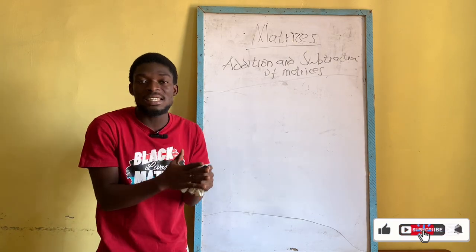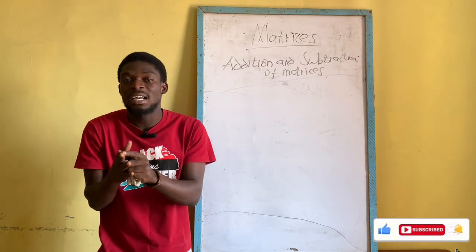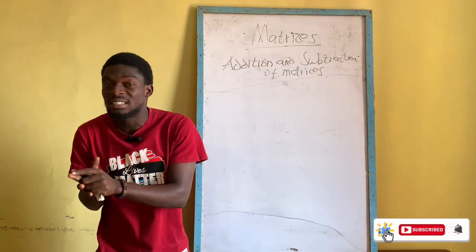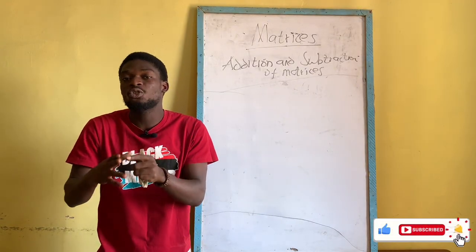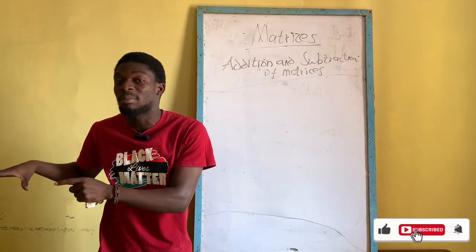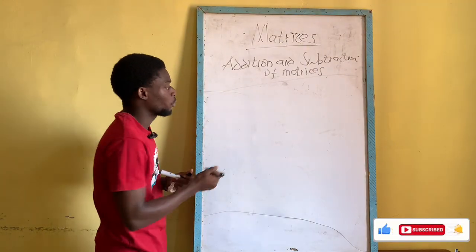That's the first matrix and the second matrix. They have to be of equal dimensions. That is, the number of rows and columns in the first matrix has to be the same as in the second matrix. So let's look at this example.